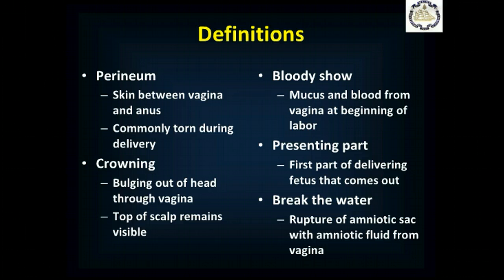Bloody show is mucus and blood from the vagina at the beginning of labor, as opposed to breaking water, which is when the amniotic sac ruptures and the amniotic fluid comes out from the vagina. And the presenting part is the first part of a delivering fetus that comes out. And you hope that it's the head, because that's the easiest, and you really hope it's not the bottom with the legs folded up, because that's very difficult.